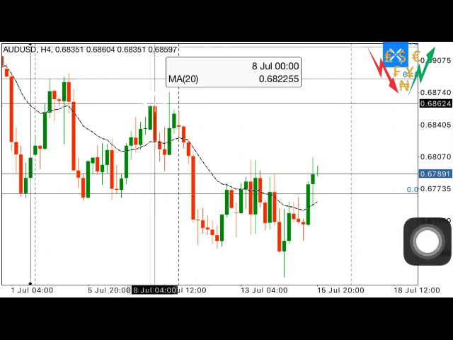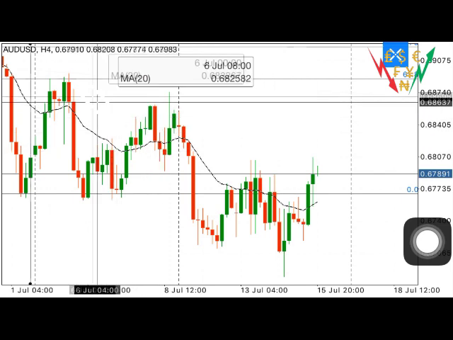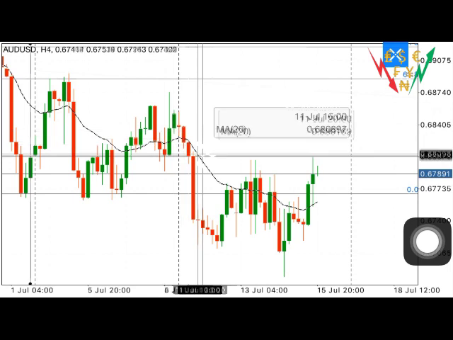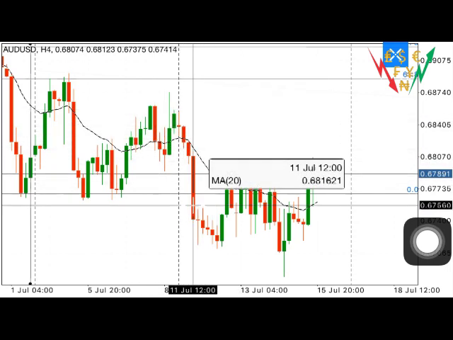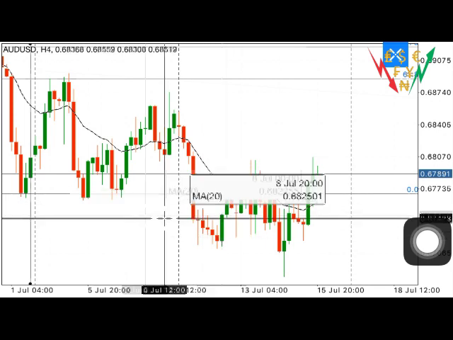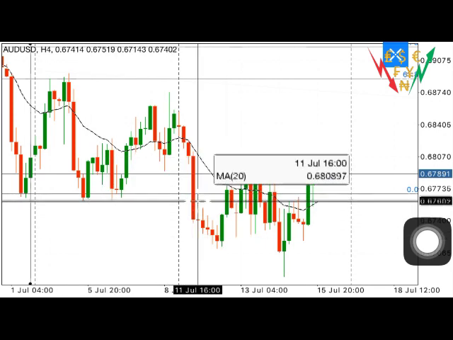Now when the market actually does what it does, right, what we can see here is that the market actually came back to around the 50.